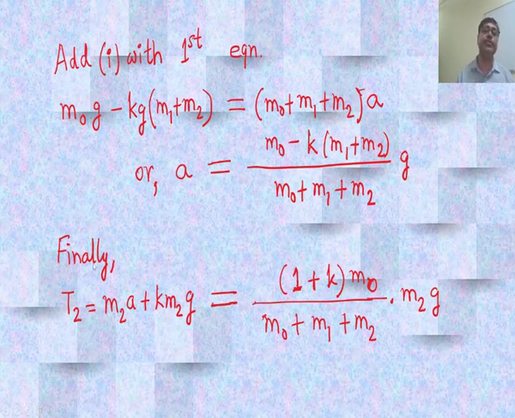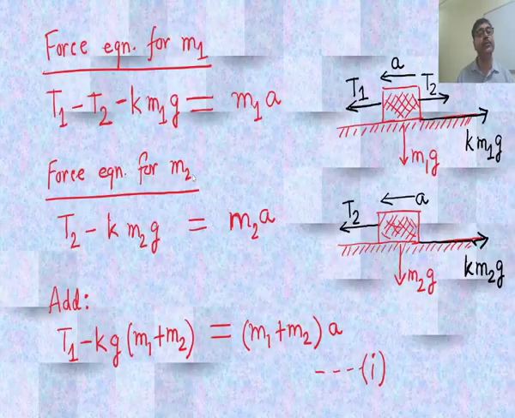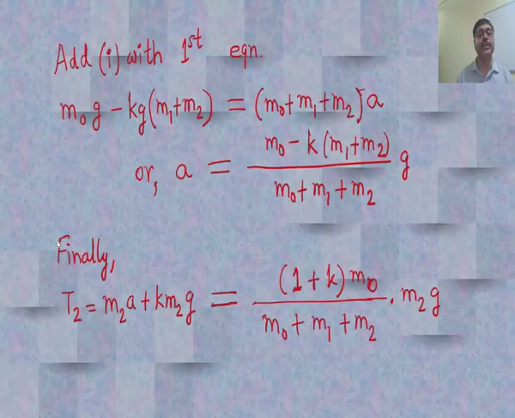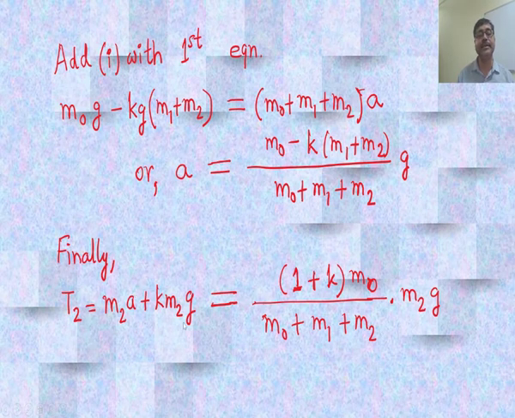So finally, because you know a, you can go back to the equation T2 minus KM2g is equal to M2a. Put the a that you just got and you will get some expression for T2. That is what is done. So T2 is nothing but M2a plus KM2g, and putting a here, you will get this particular expression. It is straightforward. And you can easily see that the expression depends upon all the given coefficients M0, M1, M2 and k. Okay, so we got the answers to both the questions: the acceleration a that the mass M0 is going down with, and T2, the tension between the two masses M1 and M2. Okay, now let us start with our second problem.